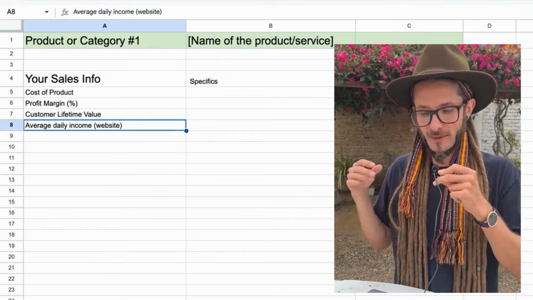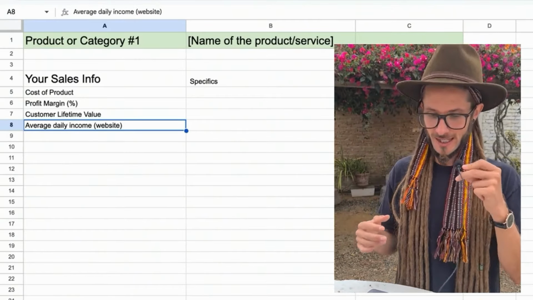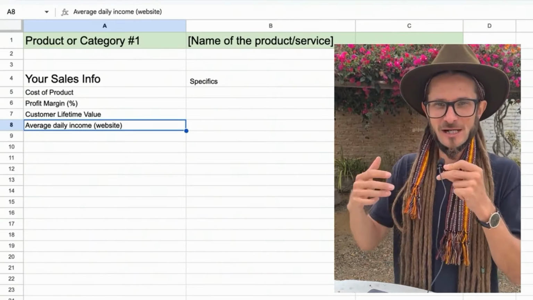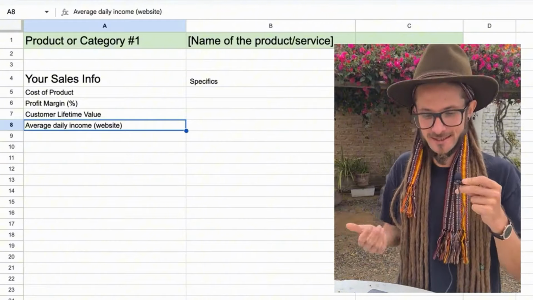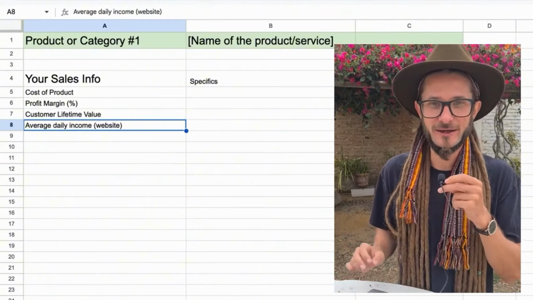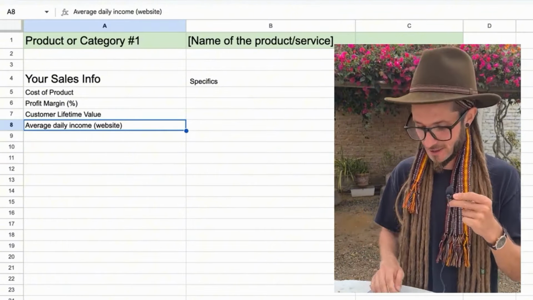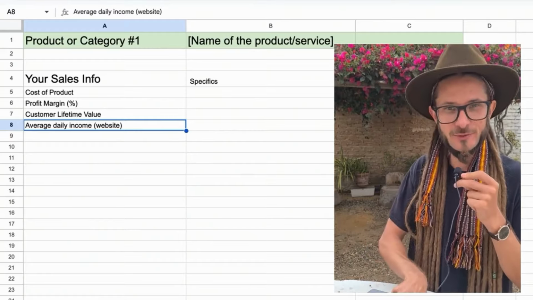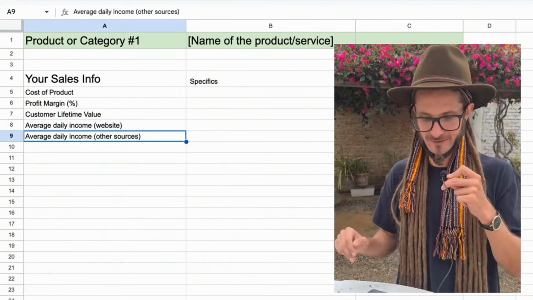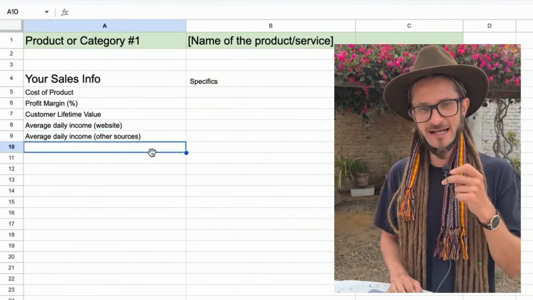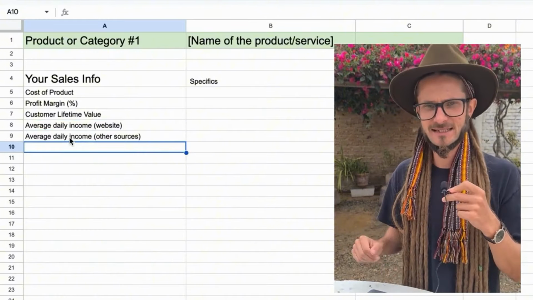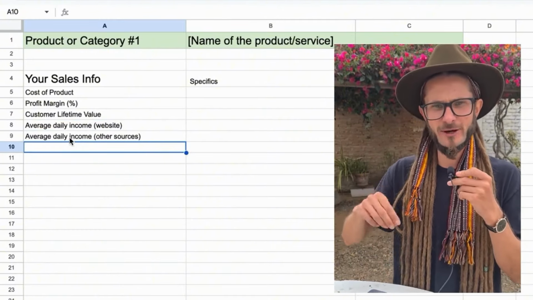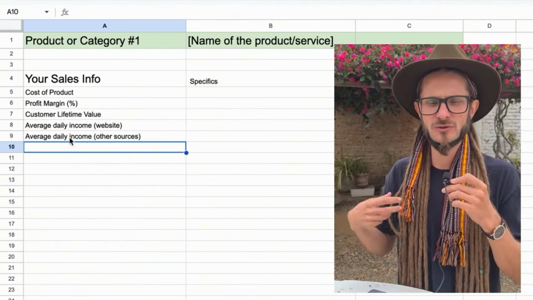Then we're going to be looking at some other areas of sales information, okay? Looking specifically at what other places of income there are. Within this example, I put website. There's other income if you've got partnerships, etc. I'm also going to put that in here, into its own category. So I've just put other sources in for now. So we've got the daily average income here. The reason that we're doing daily, I'll go into, but the idea is that we break down the ad spend and we break down all the results on a daily basis.